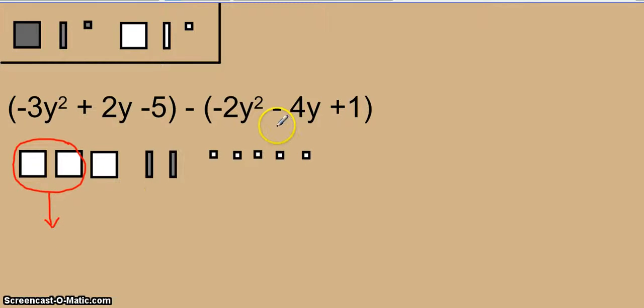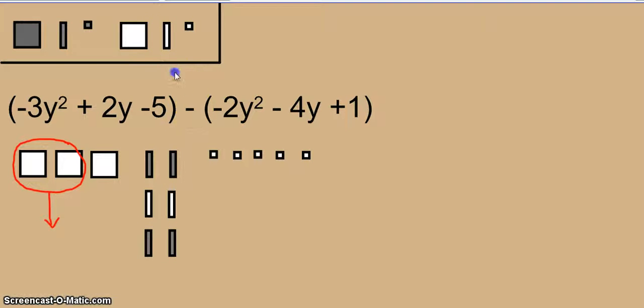Next, we need to take away negative 4y. But when you look, you aren't modeling any negative y tiles. So your next step is to add zero pairs until you have enough to take away negative 4y. So we add in one zero pair. That isn't enough yet. Add in another zero pair. Remember, a zero pair is one positive and one negative tile of the same shape and size.